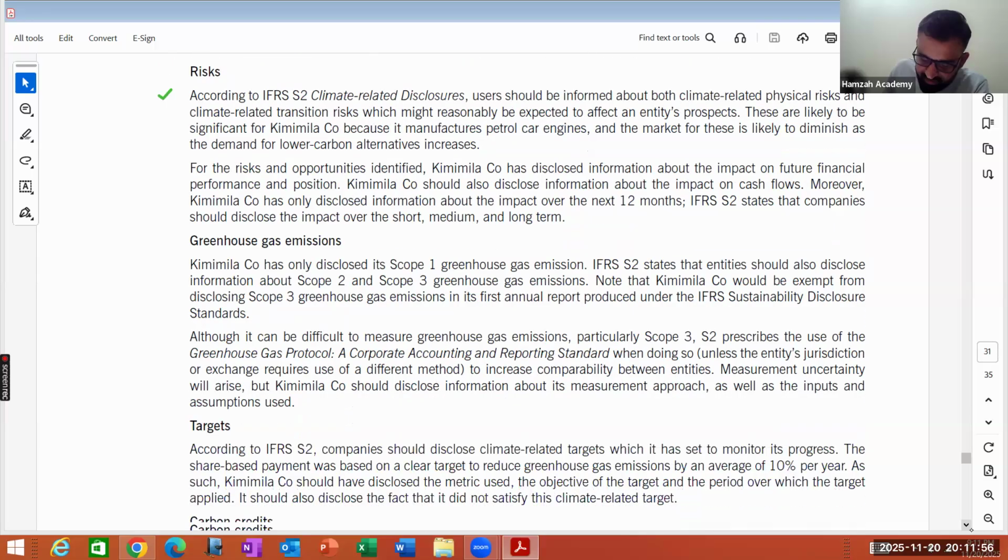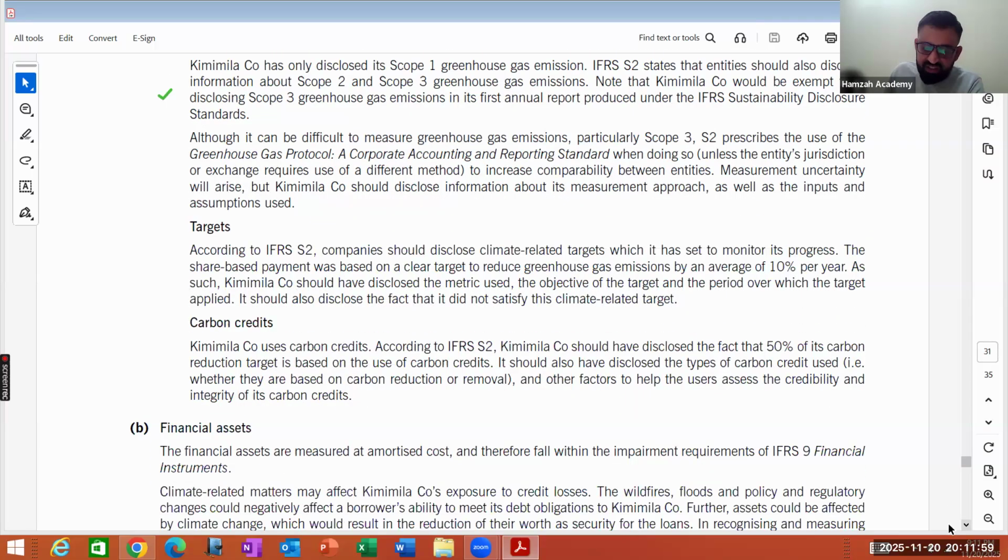Then there was an issue that they were given a target to reduce the greenhouse emissions, and the directors and employees failed to meet that target. So that fact needs to be disclosed. So under IFRS S2, a company should disclose the climate-related target which it has set to monitor its progress.